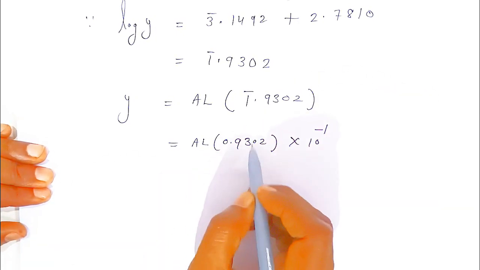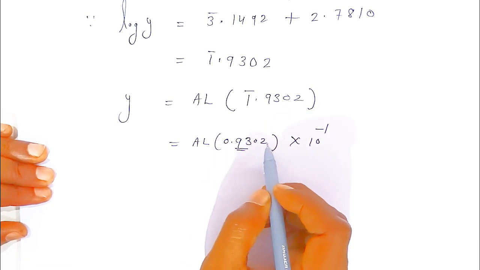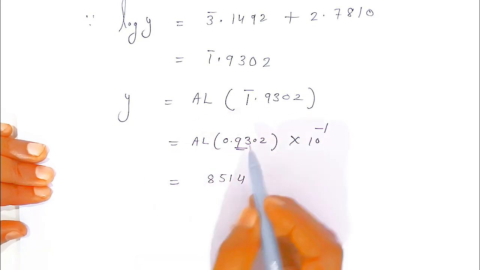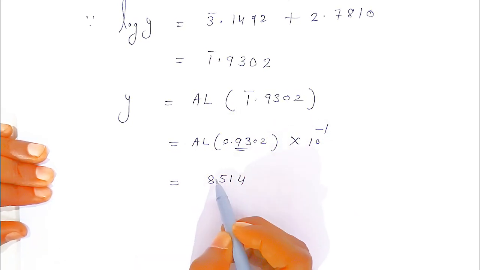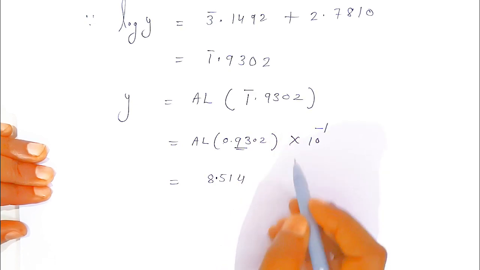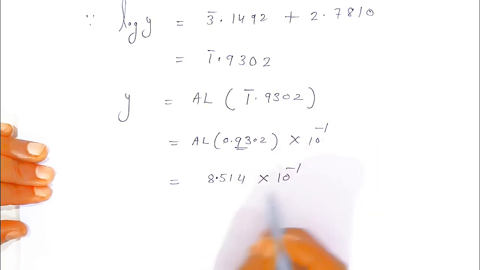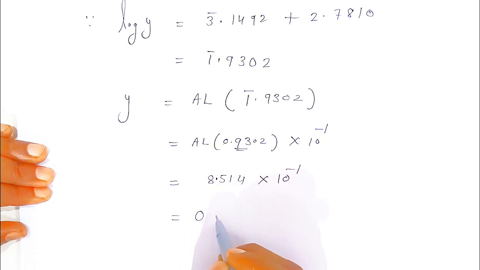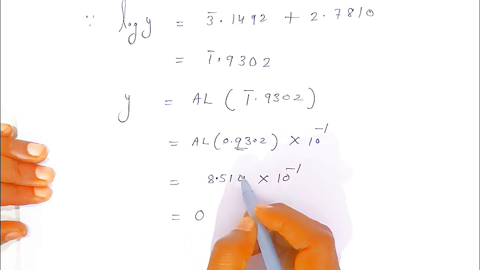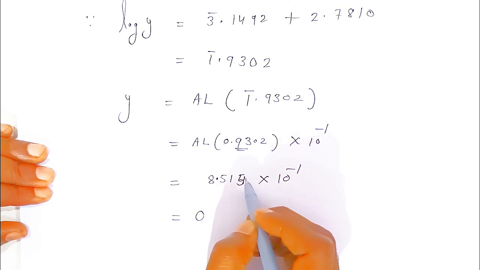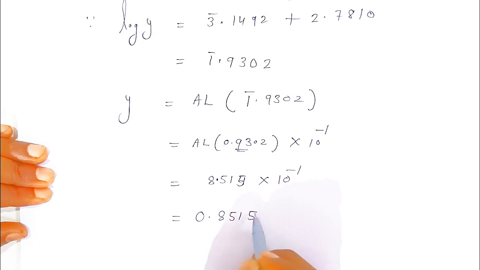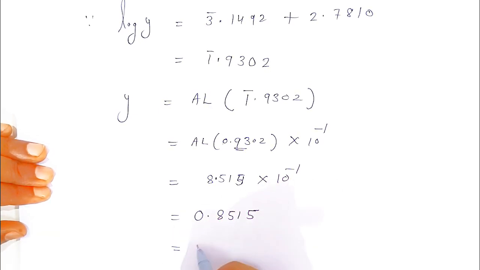Now when you look in the anti-log table for 93 0 and mean difference 2, you will find the value is coming 8514. When the characteristic is 0, there will be one digit before the decimal. 1 minus 1 will be 0. You have to multiply by 10 raised to minus 1, because you are dividing, so the decimal will shift here. It is coming 5, so 8.515. Now y value will be 8.852.